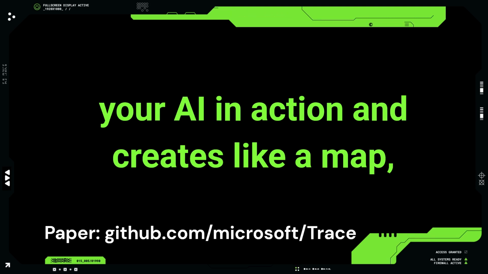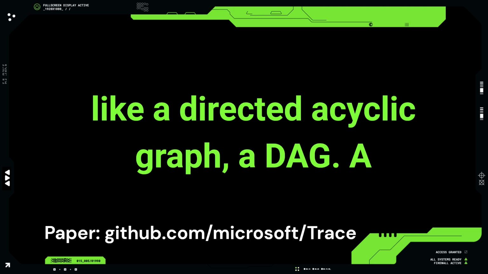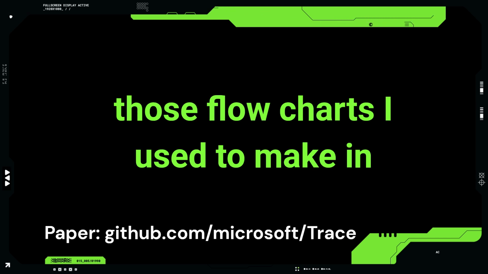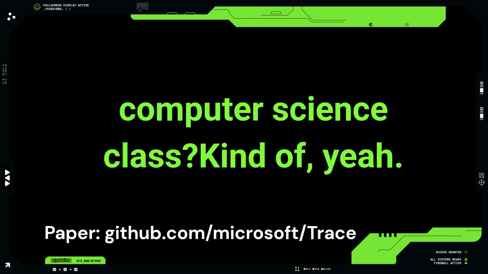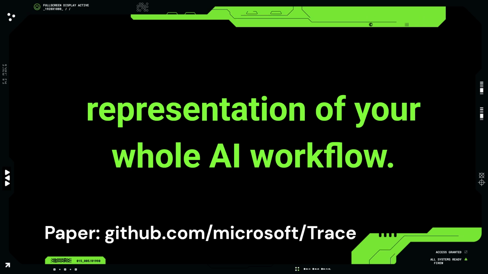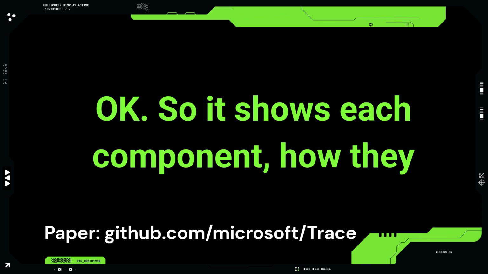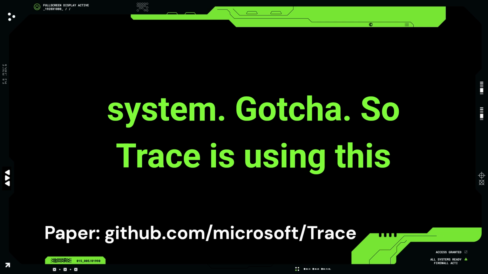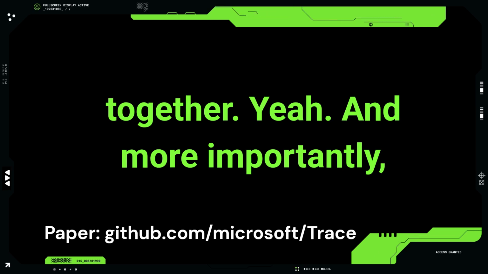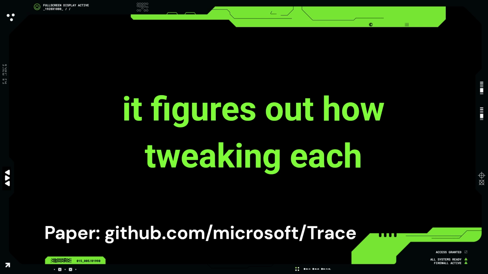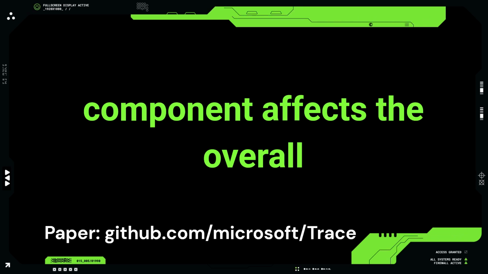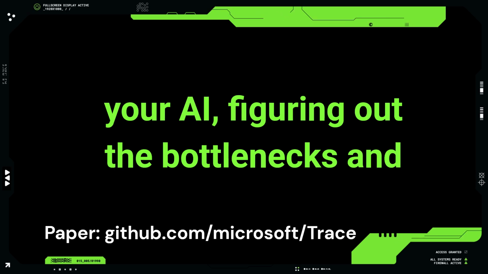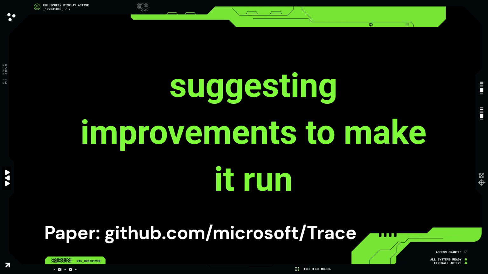It observes your AI in action and creates a map, a directed acyclic graph, a DAG. A DAG, huh? Is that like one of those flowcharts I used to make in computer science class? Kinda, yeah, similar. Think of it as a visual representation of your whole AI workflow. It shows each component, how they connect, how the data flows through the system. So Trace is using this DAG to understand how the pieces all fit together. Yeah, and more importantly, it figures out how tweaking each component affects the overall performance. So it's like an AI assistant, right? It's looking at your AI, figuring out the bottlenecks, and suggesting improvements to make it run better.